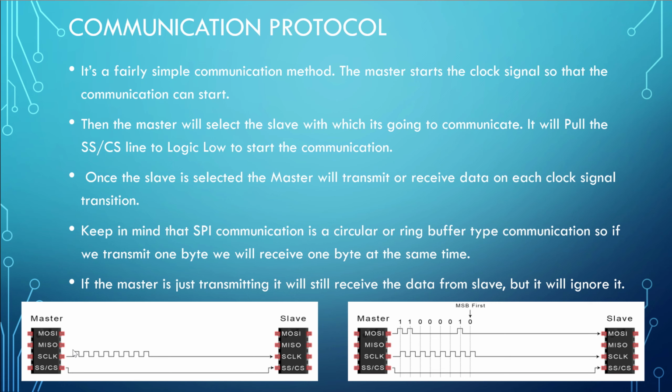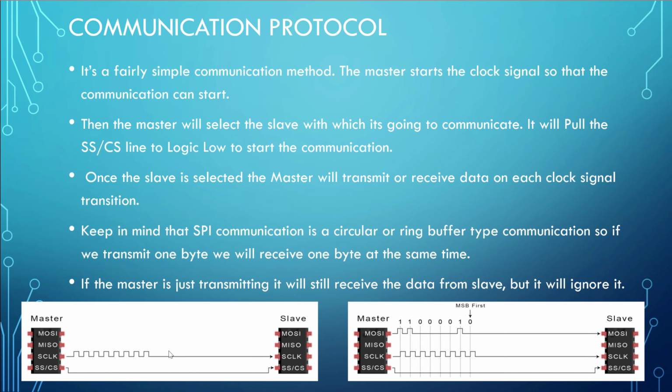Here you can see we have these clock signals. Once the master is ready to communicate with the slave device, first of all it's going to generate the clock so that the slave can be ready, and now it's going to set the slave select line to logic low level. It's normally in logic high state, so it's going to pull it low so that the communication can start and the slave device is ready to communicate.